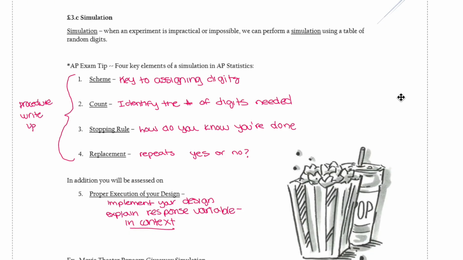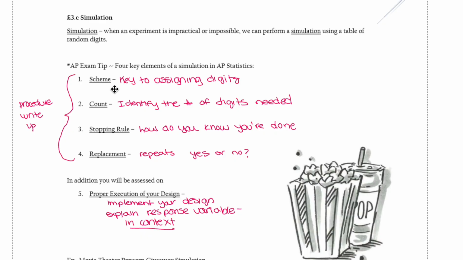So, what is a simulation? A simulation is used when doing the real experiment is hard or impossible. So instead, we fake the experiment using random numbers. And there's 4 things you must include, which is very important for the AP exam. Whenever you write a simulation, you need these 4 parts.